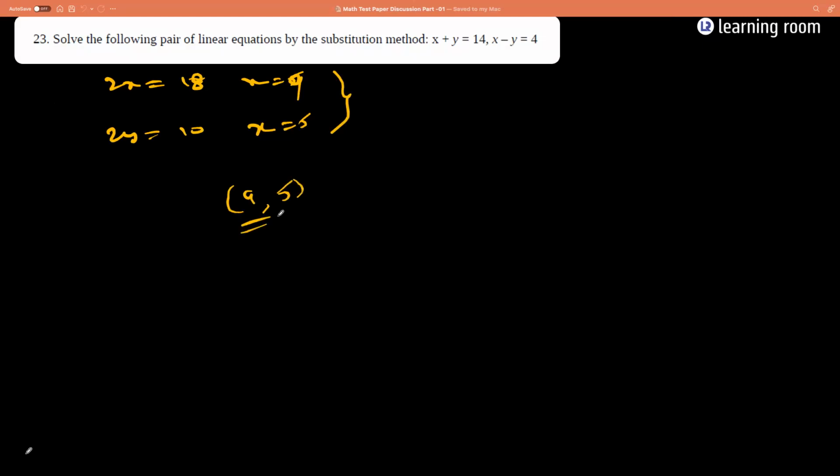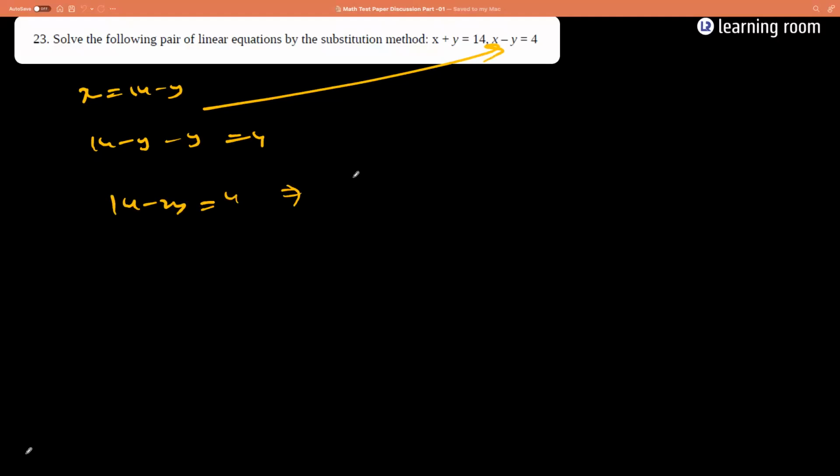Solve the following pair of linear equations. Very simple question. So 2x is equal to 10, x is 5. 2x is equal to 18. So x will be 9. 2y will be equal to 10, y will be 5. So the answer will be 9, 5. Here, add, subtract. Oh, they asked to use substitution. Oh, yes, sorry, sir.